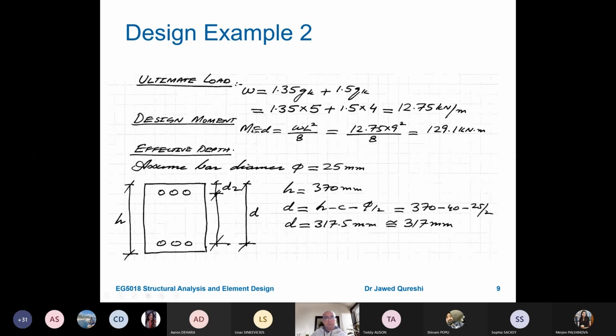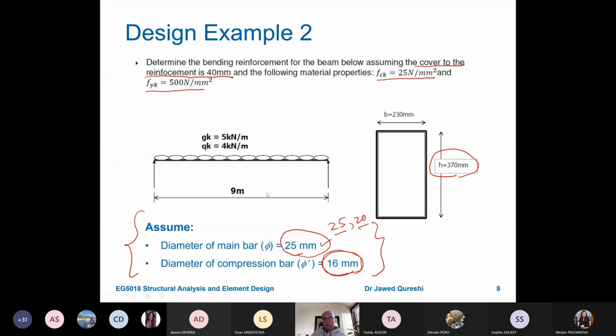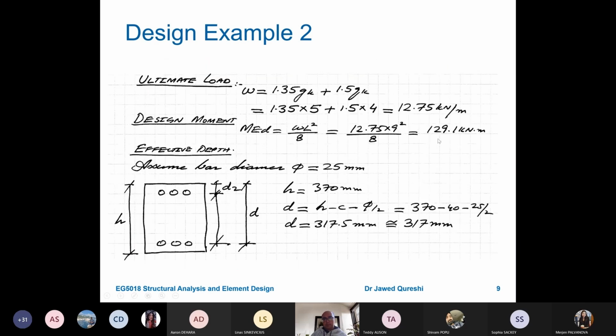Then we work out the design moment, MED, or applied moment. Applied moment is equal to WL squared over 8, and we put in this W from the one that we have worked out. Span is 9, which is given here, and then it gives us an applied moment of 129.1 kilonewton meter.